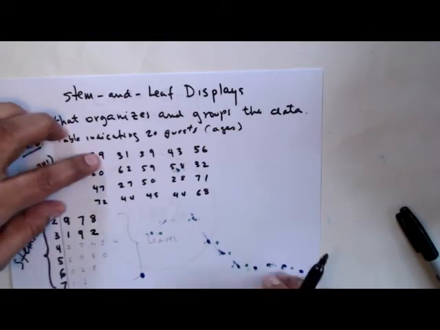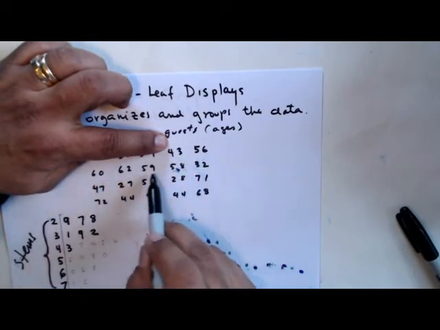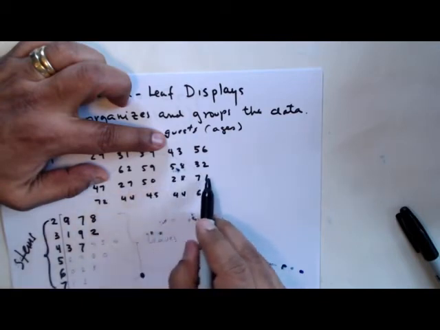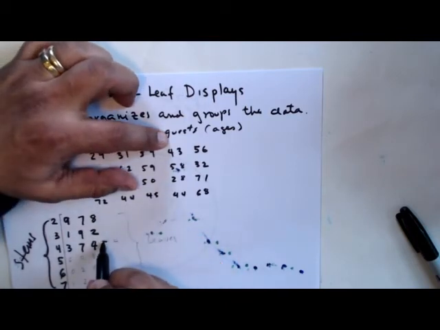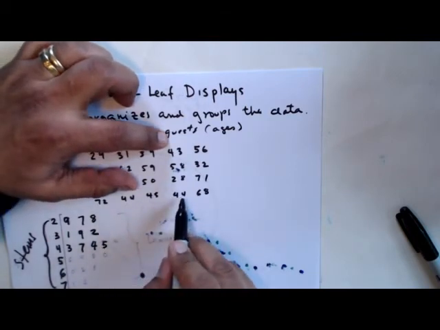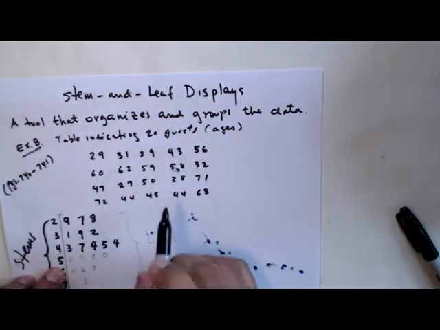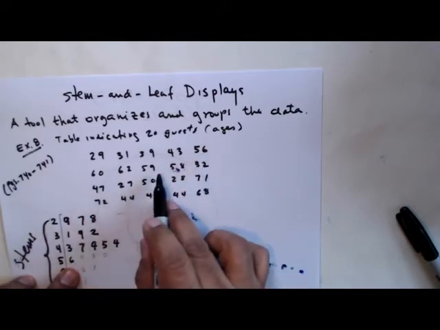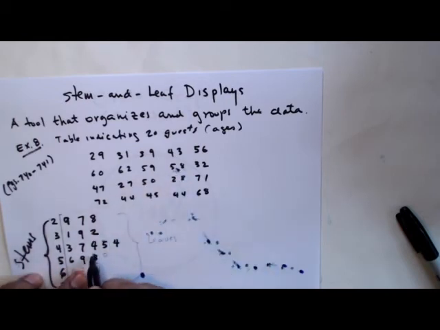Now for the 40s, you have a 43, 47, 44, 45. Then you have another 4 here, 44. And we continue to do this for the 50s. So we have 56. The next one is 59, 58, and then we get 50. We get a 0 here.